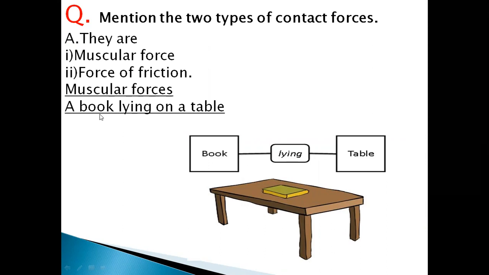First one, look at this. A book is on the table. A book lying on a table. Can you push or lift this book without touching it?